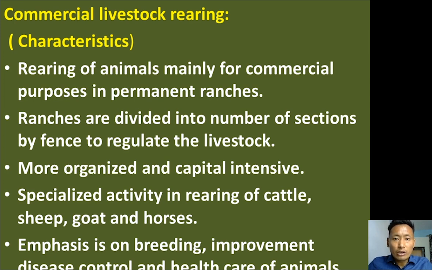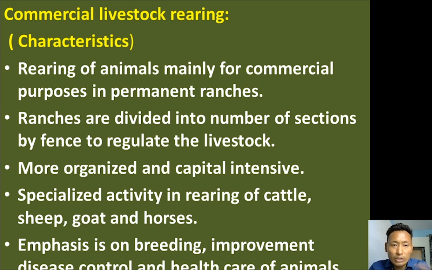So here, animals are reared mainly for commercial purposes in permanent ranches. Ranches means a large area where they are permanently settled, and they rear and graze a particular type of animal. That is rearing of animals mainly for commercial purposes, for sale and to earn profit, in permanent ranches. That means they are not moving on a seasonal basis. They are settled in a permanent place. That is the first characteristic.